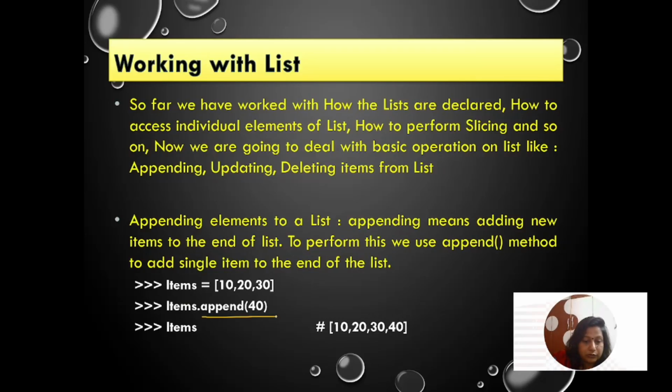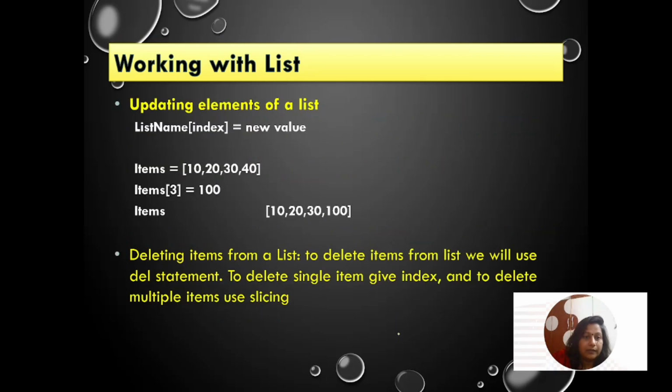What is the meaning of the append function? When you are creating items as my list name with 10, 20 and 30, and I mention append of 40, what will happen? It will go and join at the end of the list. So when you print the items, it will give you the answer 10, 20, 30 and 40. So with the append function, you are going to add only one element and it is added at the end of the list.